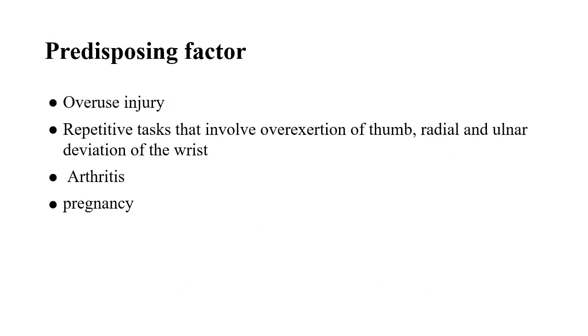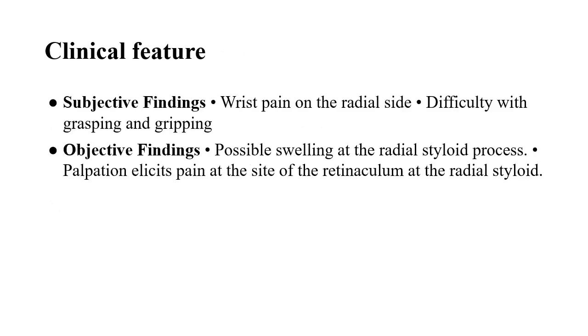What are the predisposing factors? Overuse injury, repetitive tasks that involve overexertion of the thumb, radial and ulnar deviation of the wrist, arthritis, and pregnancy. These are the predisposing factors. Okay. Then what are the clinical features?